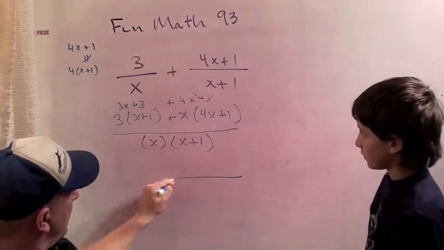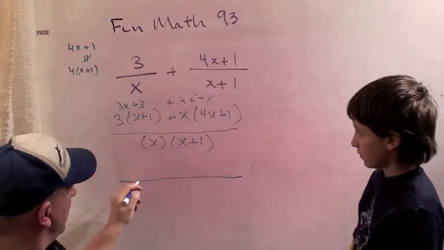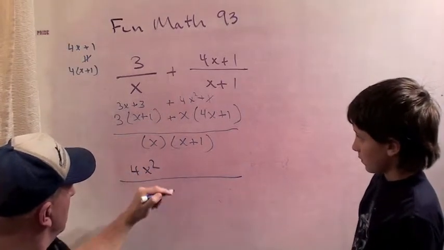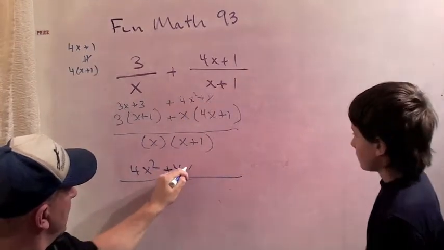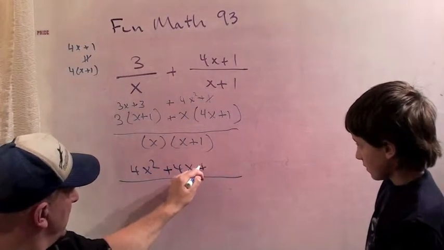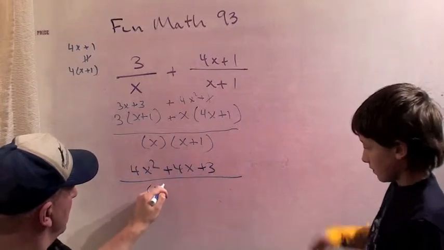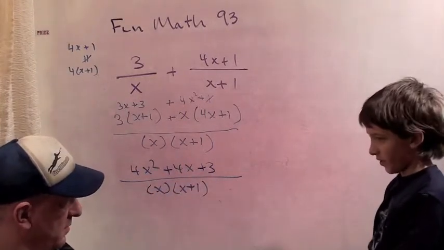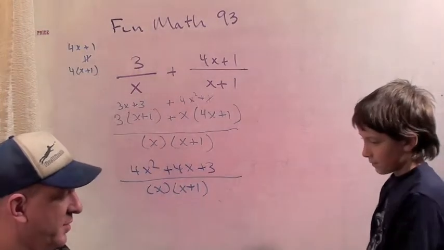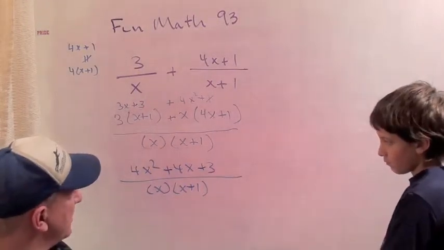So when I add everything together on the top, I have 4x squared plus 4x plus 3 over x times x plus 1. It's as simple as we're going to get. That seems pretty simple. How can we check this?